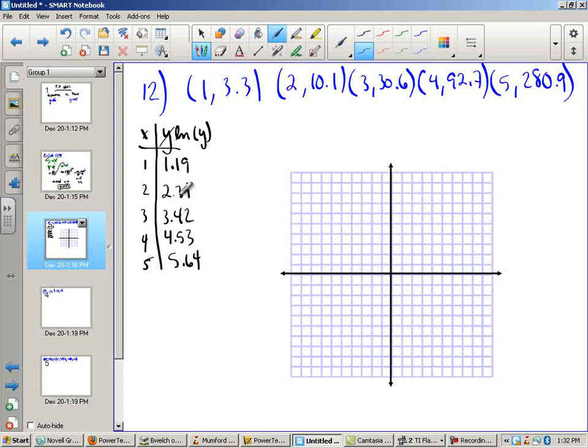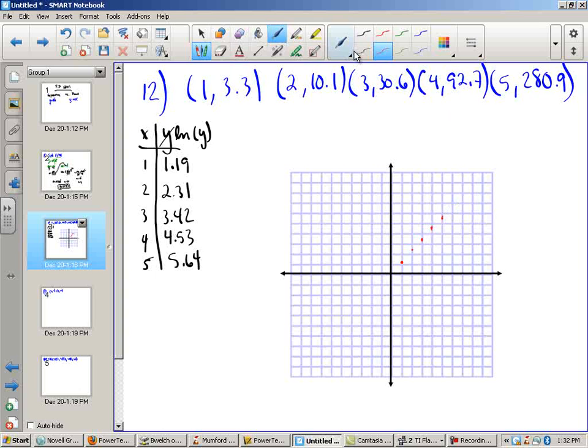is we're able to plot these points and actually come up with a pretty accurate line. So I'm going to go over to 1 and up to 1.19. It's about right there. I'm going to go to 2 and up to 2.3, which is probably about there. And then I'm going to go to 3 and 3.4, which is just under a half. Go over to 4 and 4.5, so we're just over a half now. And then to 5 and 5.64.